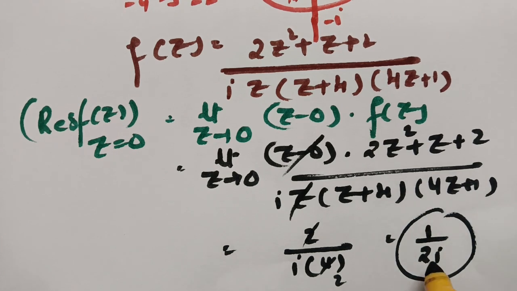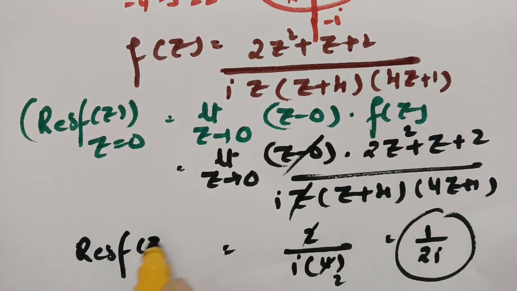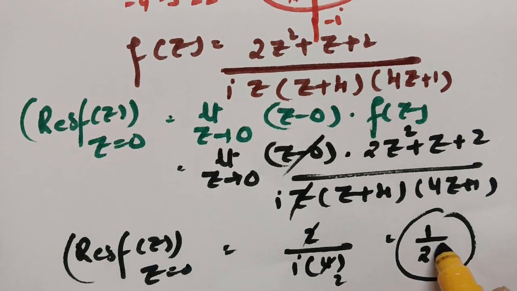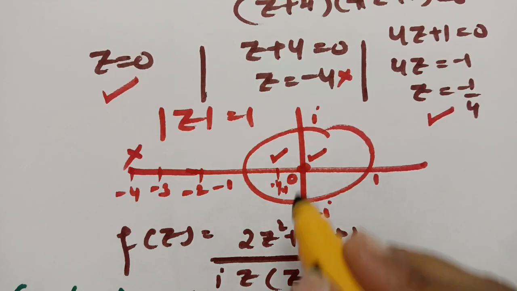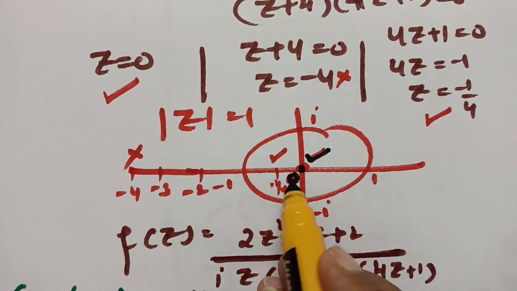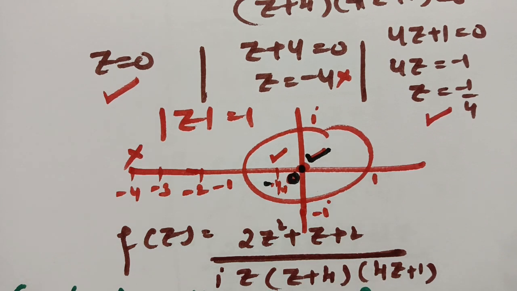Clear? So the residue value for the corresponding interior pole z equal to 0 is 1 by 2i. So at point 0, we got the residue value. And next, minus 1 by 4 is inside the region. Now I am going to find the residue value for that.